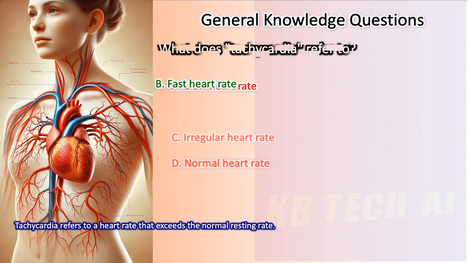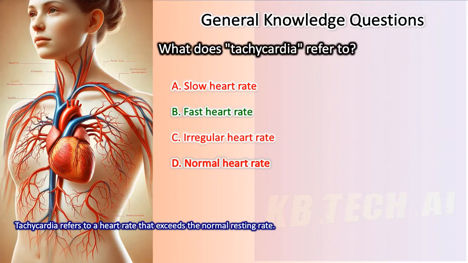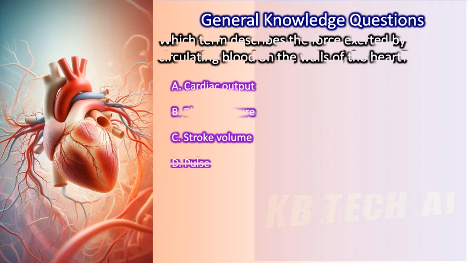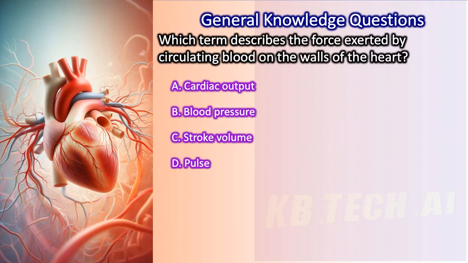The answer is Option 2. Fast heart rate. Which term describes the force exerted by circulating blood on the walls of the heart? Option 1. Cardiac output. Option 2. Blood pressure. Option 3. Stroke volume. Option 4. Pulse.